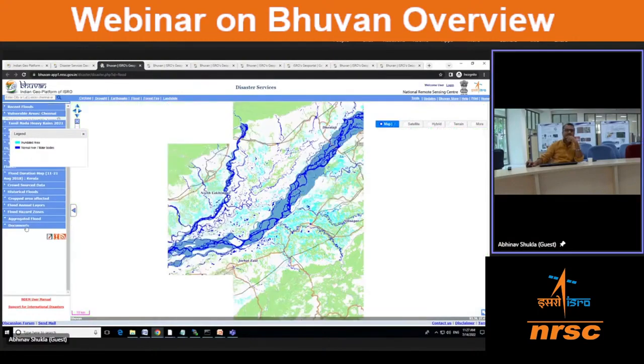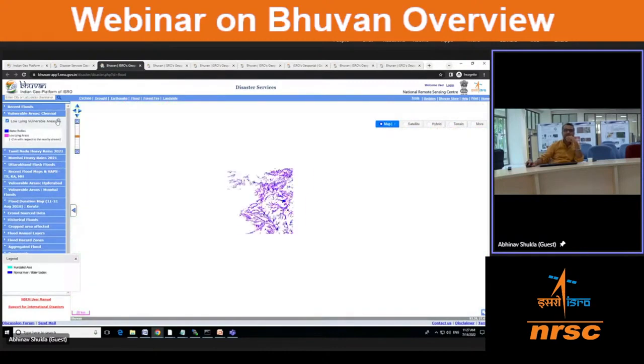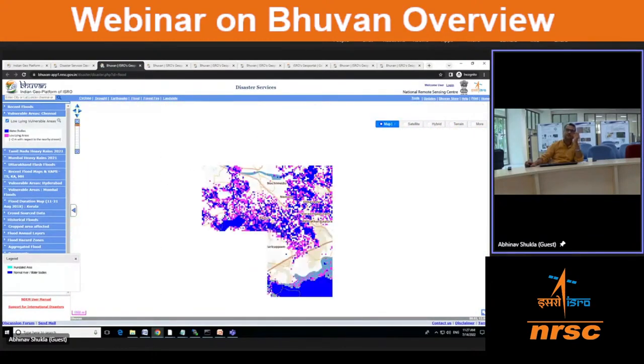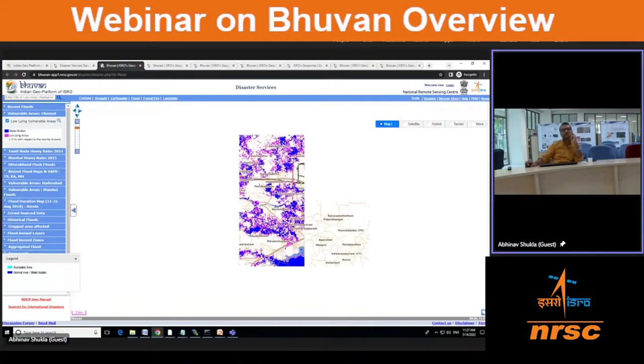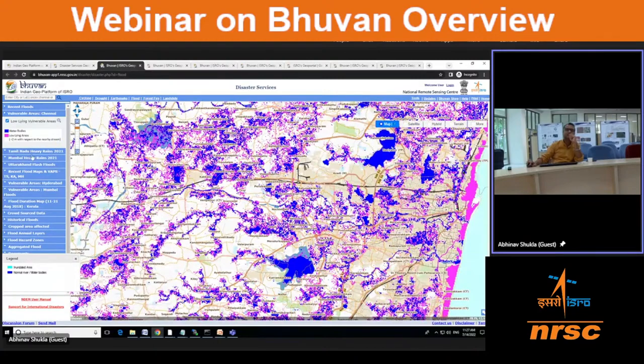And as far as the low-lying areas that I was talking about, vulnerable pockets in particular cities are also mapped. So for Chennai, these are the vulnerable pockets. All the very dark pixels that you see are the permanent water bodies, and the pink pixels that you see are low-lying areas. And for various different disasters, this kind of information is available under this particular tab.